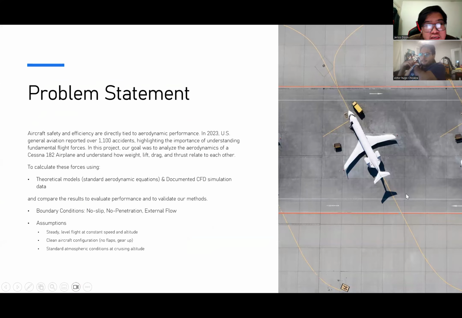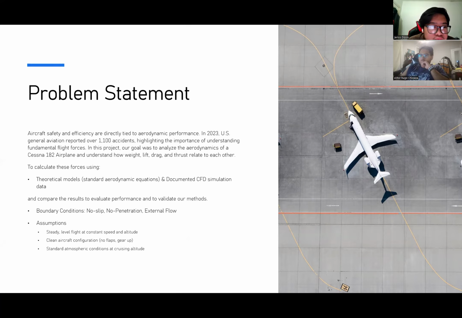Aircraft safety and efficiency are directly tied to aerodynamic performance. In 2023, the National Safety Council noted that over 1,100 accidents occurred in relation to general aviation. This highlights the importance of understanding fundamental flight forces. In this project, our goal is to analyze the aerodynamics of a Cessna 182 airplane and understand how weight, lift, drag, and thrust relate to each other and how they balance each other out.